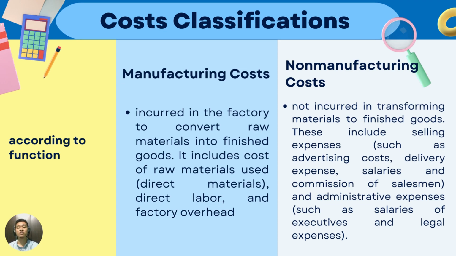First, we have manufacturing costs. These costs are incurred in the factory to convert raw materials into finished goods. It includes costs of raw materials used, the direct materials, direct labor, and factory overhead. Manufacturing costs represent all of the costs associated with producing or manufacturing a physical product.